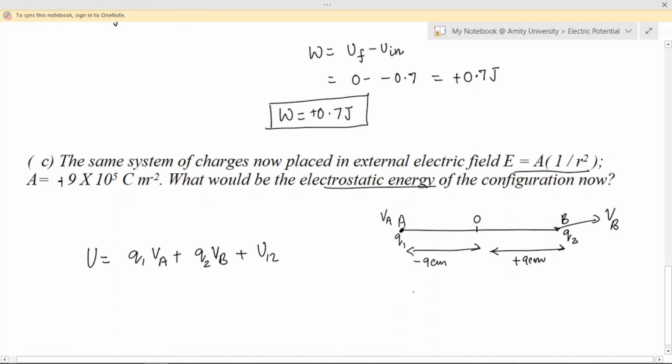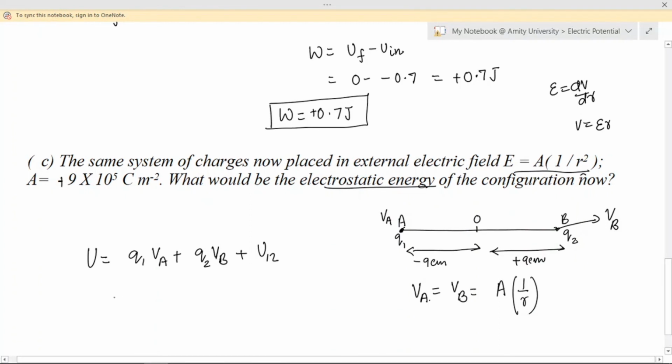Now let us see what VA and VB are. Numerically they are both the same. From the relation, we know that E is equal to minus dV by dr, so from here we can say V is equal to E times r. Since r is the same for both charges with respect to the origin, VA is equal to VB, which is equal to A times 1 by r.